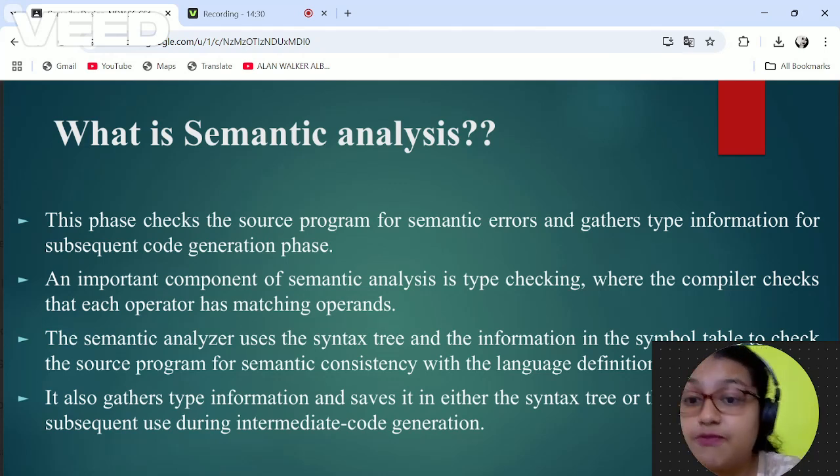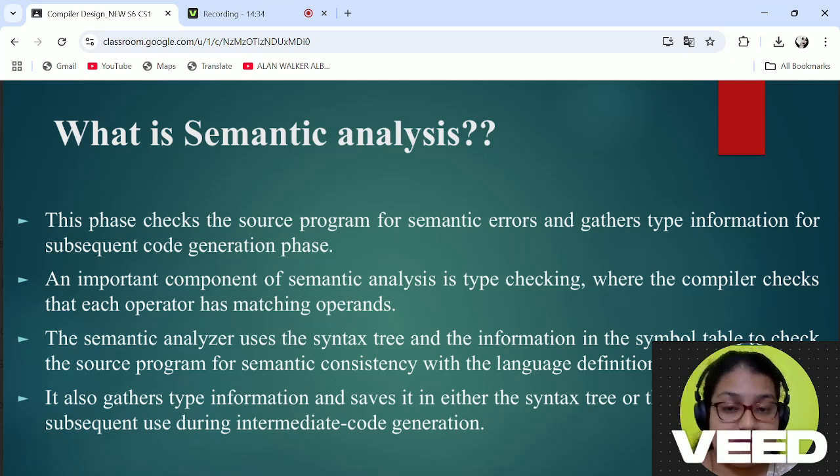So what is the input for the semantic analyzer? The syntax tree is the input for the semantic analyzer. And also we use the information in the symbol table. So we use the syntax tree for input, and also we take input from the symbol table, to check the source program for semantic consistency with the language definition. It also gathers type information and saves it in either the syntax tree or the symbol table.